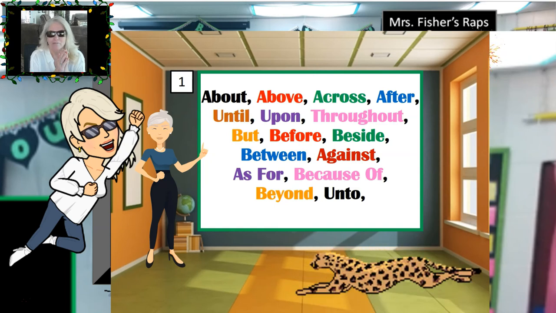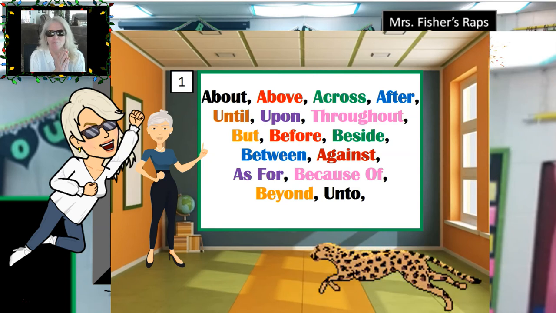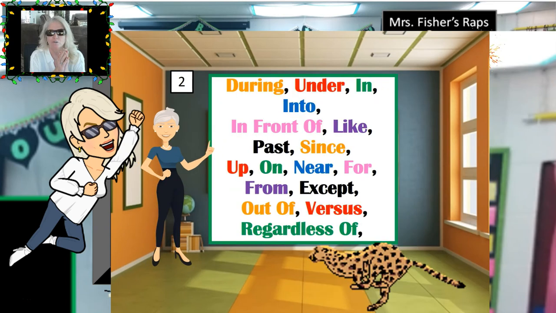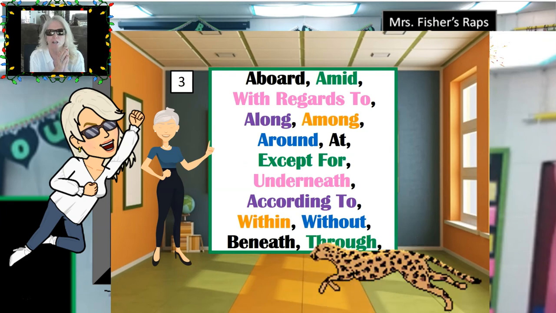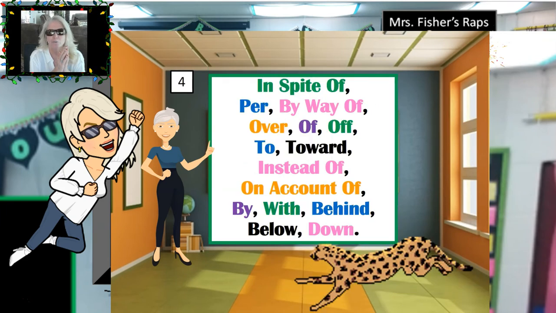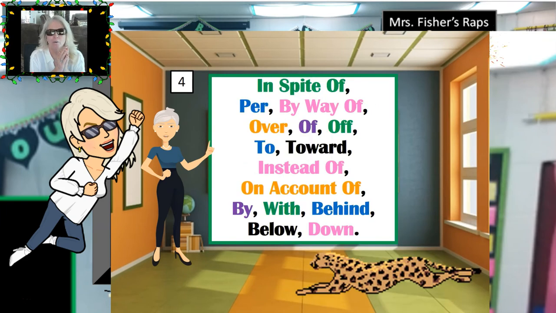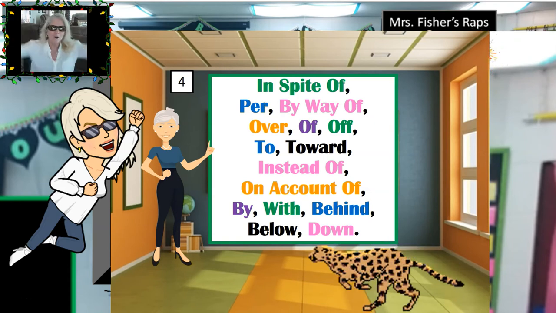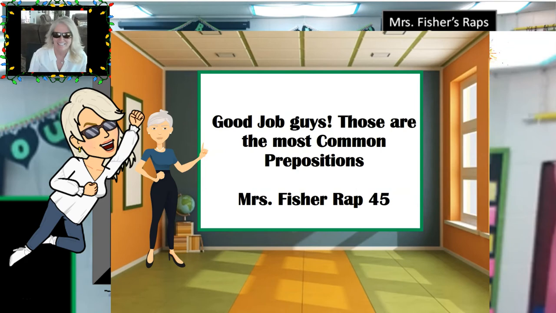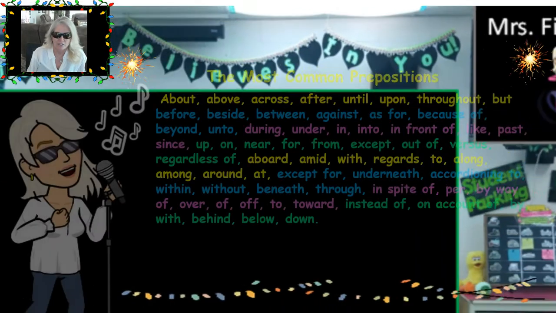Three, two, one. About, above, across, after, until, upon, throughout, but before, beside, between, against, as, for, because of, beyond, unto, during, under, and into, in front of, like, past, since, up, on, near, for, from, except, out of, versus, regardless of, afford, amid, with regards to, along, among, around, and except, for, and for, to, within, without, beneath, through, in spite of, for, by way of, over, of, up, to, toward, instead of, on, account of, by, behind, below, down. Woo! We're done. All right, so those are the most common prepositions.